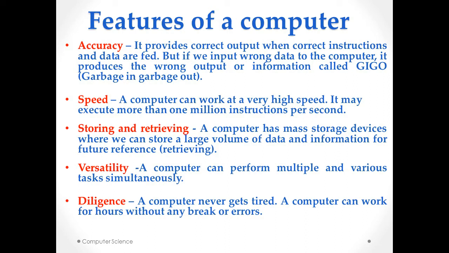Right. So the next one is versatility. A computer can perform multiple and various tasks simultaneously. Right. So it's not like human beings. Many tasks can be processed and performed at once. Diligence. A computer never gets tired. Not like human beings. A computer can work for hours without any break or errors. So here I have mentioned 5 features of computer system, so you can refer them easily.